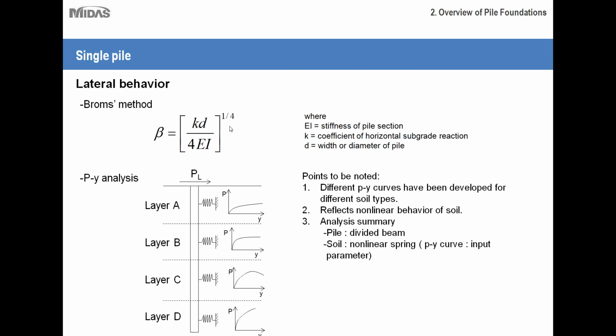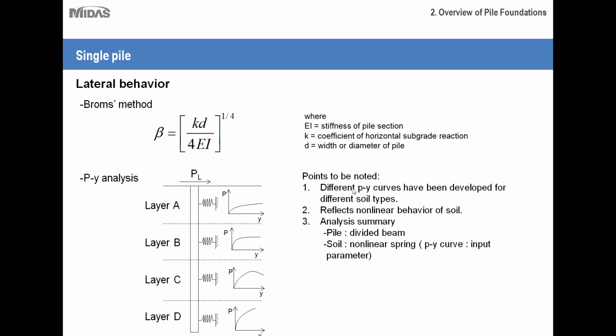Okay, so another thing, as far as a deep foundation is concerned, there's a method called PY analysis that's typically used for smaller scale deep foundations, and essentially it's based partially on Broms' method. And as you can see, this factor here, beta, is a function of the coefficient of horizontal subgrade reaction, the diameter of the pile, and also the stiffness of the pile section. Now, as far as PY analysis is concerned, there are certain points to be noted.